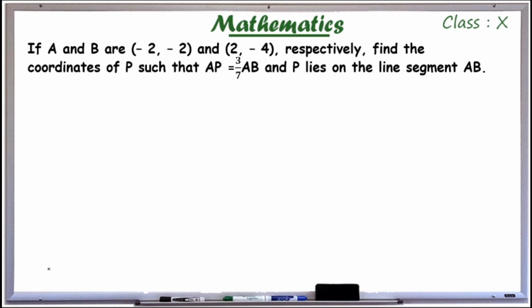And moving into the next question, if A and B are (minus 2, minus 2) and (2, minus 4). So first of all you have to picturize this question. For every question you need a picture. Here A comma B is equal to (minus 2, minus 2) and (2, minus 4).